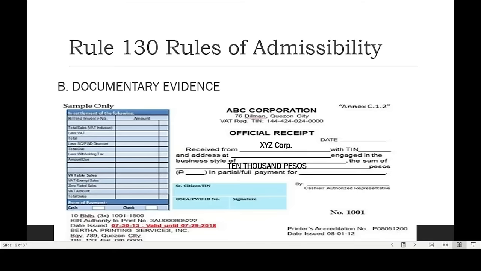Understood? Okay, so let's have another example, for a better illustration or understanding. Say for example, marked money during a buy-bust operation. Usually, the PDEA agents or the police will use marked money during a buy-bust operation. And then, that marked money used during the buy-bust operation will be used as evidence against the arrested drug pushers. So, would you agree with me that money is a document, right? Money is a document.